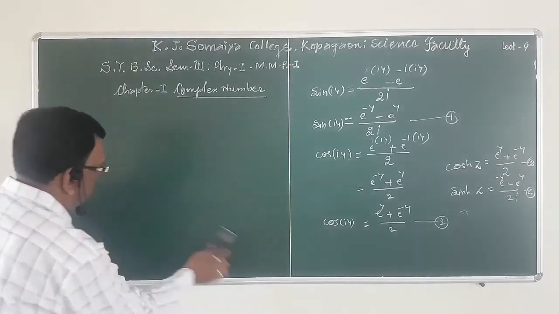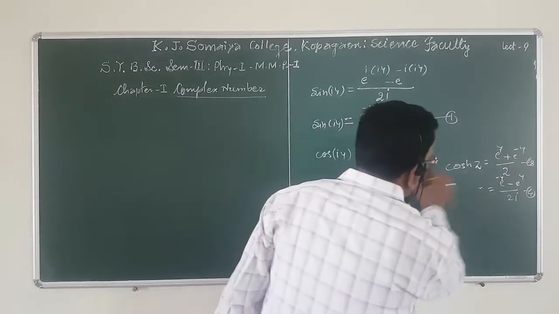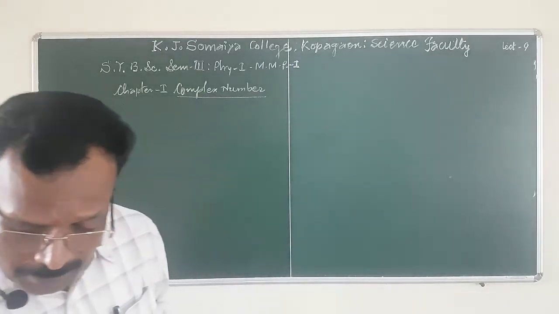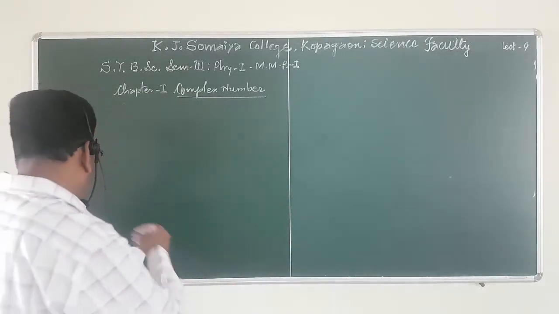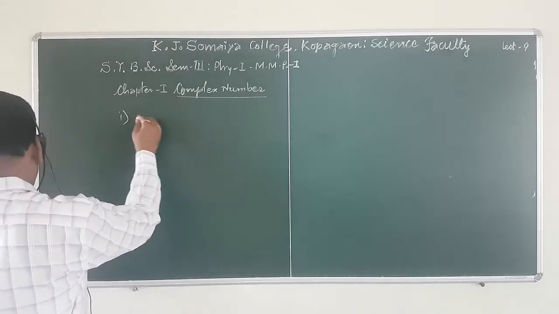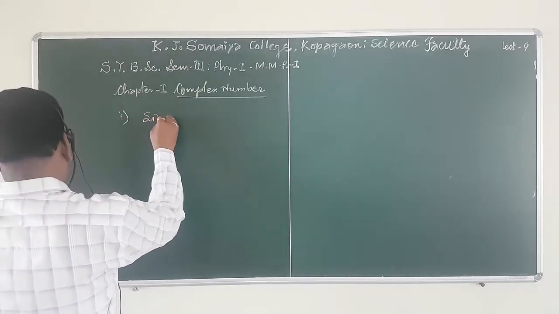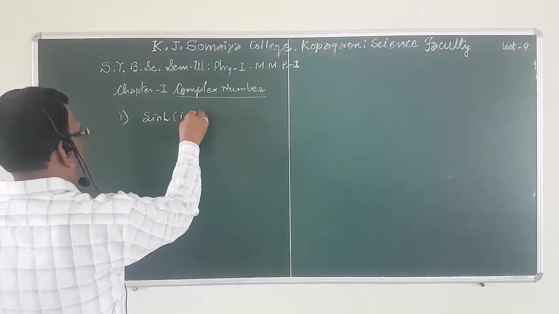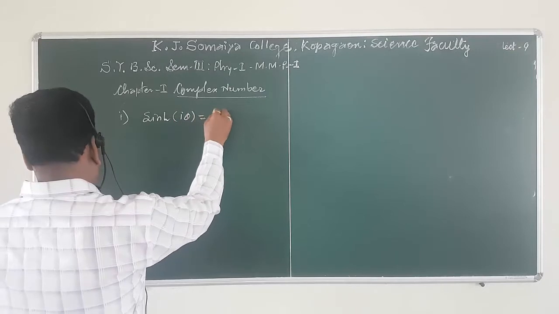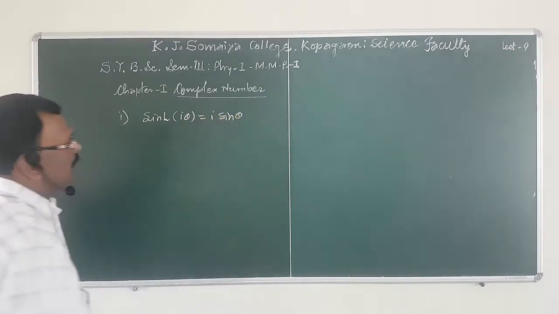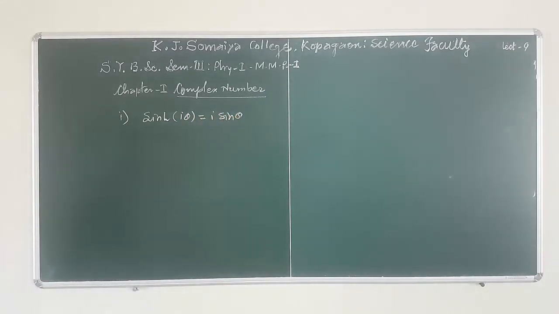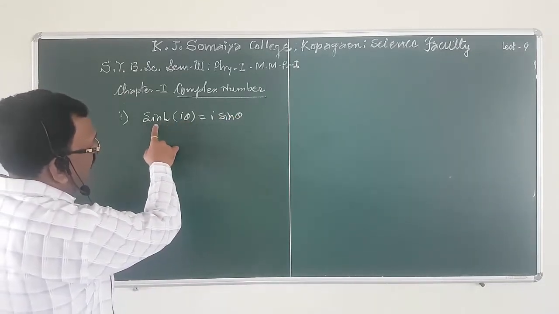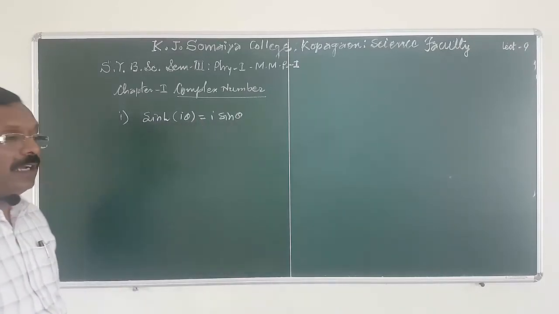First identity, show that sin i theta is equal to i sinh theta. This is the first important identity. Show that sin iz, or sin i theta, is equal to i sinh theta.